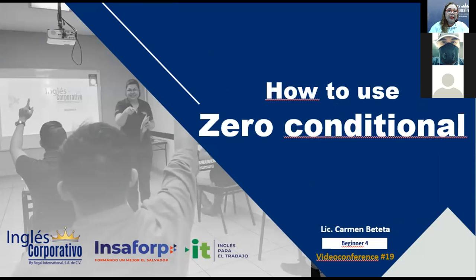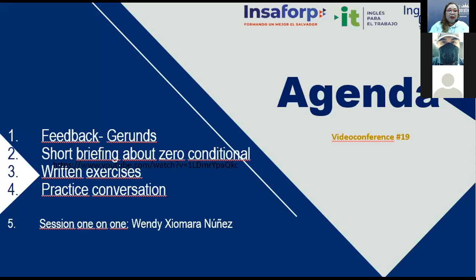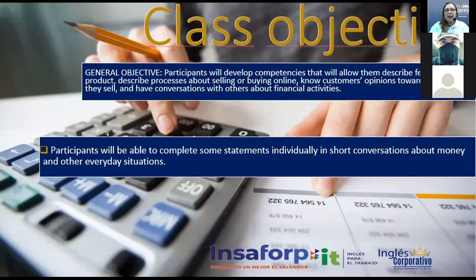Okay, the goal for tonight, let me go there because this thing is very slow. The goal for tonight is that you are going to be able to complete some statements individually, in short conversations about money and other everyday situations, okay? So using zero conditional, right?